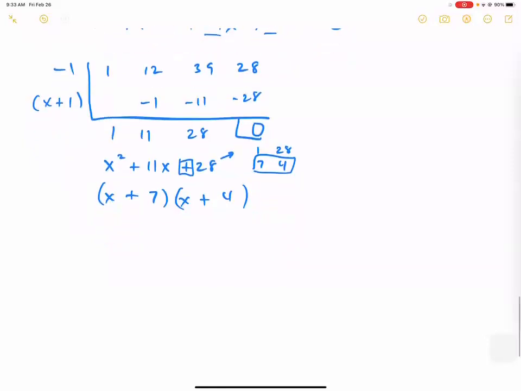All right, so to rewrite this, our original problem becomes x plus 1. Don't forget x plus 1, that was a factor. X plus 7, and then x plus 4. How do we make this go to 0? Our zeros here are going to be, we said negative 1 worked already, negative 7, and negative 4.